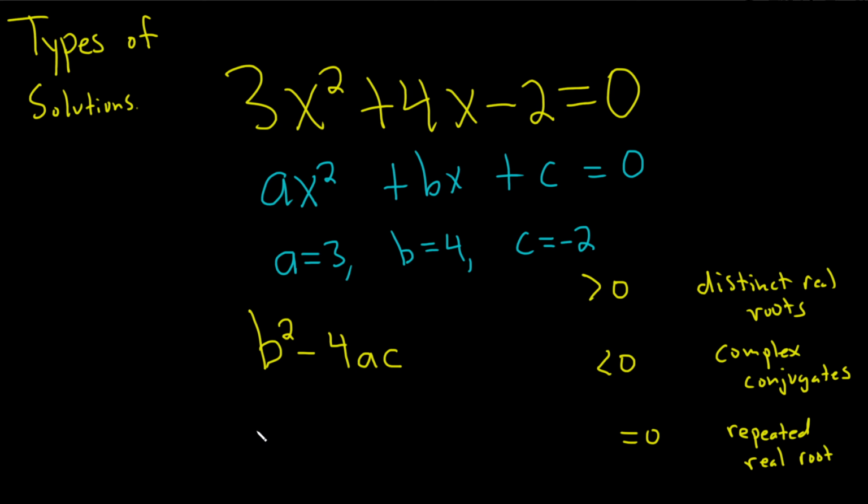So let's see what happens in this case. So b is 4. So we'll have 4 squared minus 4 times a, which is 3, times c, which is -2. So 4 squared, that's going to be 16. And then negative and negative is positive. So this is going to be plus, and then 12 times 2 is 24. So this is equal to 40, which is greater than 0.